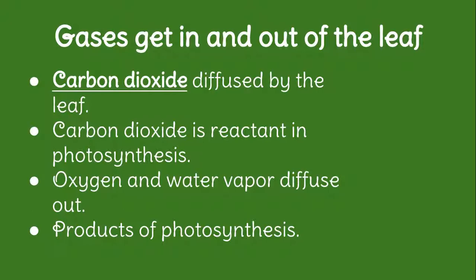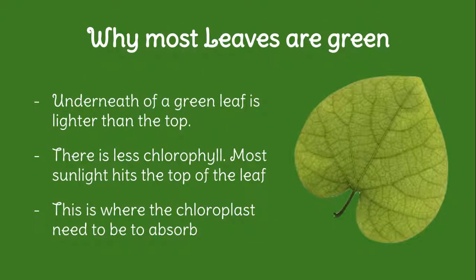Gases get in and out of leaves because of the tiny holes found on the bottom surface of the leaf, called stomata. They allow gases to diffuse in and out of the leaves. Carbon dioxide diffuses into the leaf. Carbon dioxide is a reactant in photosynthesis. The oxygen and water vapor diffuse out. They are products of photosynthesis.